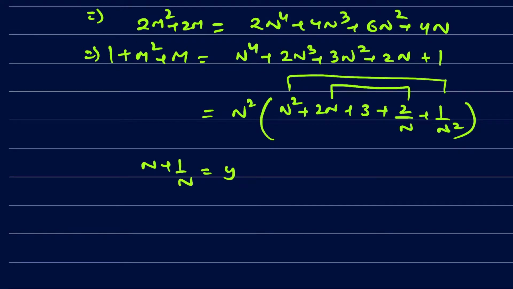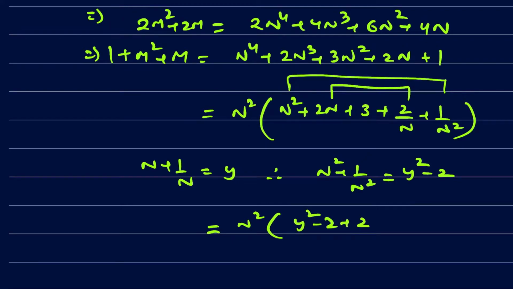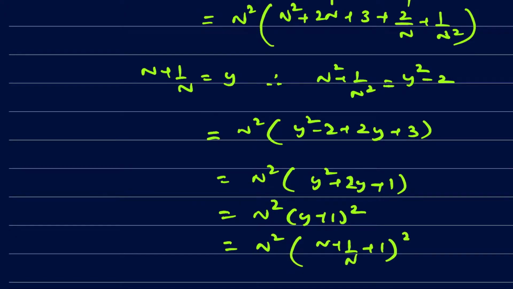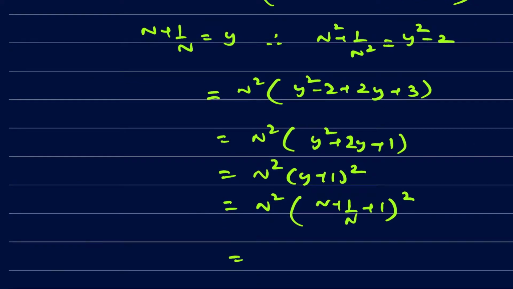In order to solve the right side, I can take n + 1/n as y. Therefore, n^2 + 1/n^2 will be y^2 - 2. So if I simplify the right side, I'll get y^2 - 2 + 2y + 3, which is y^2 + 2y + 1. This is a perfect square. Now replacing back the value of y, and if I simplify this, I take n^2 inside, so I'll get (n^2 + 1 + n)^2.